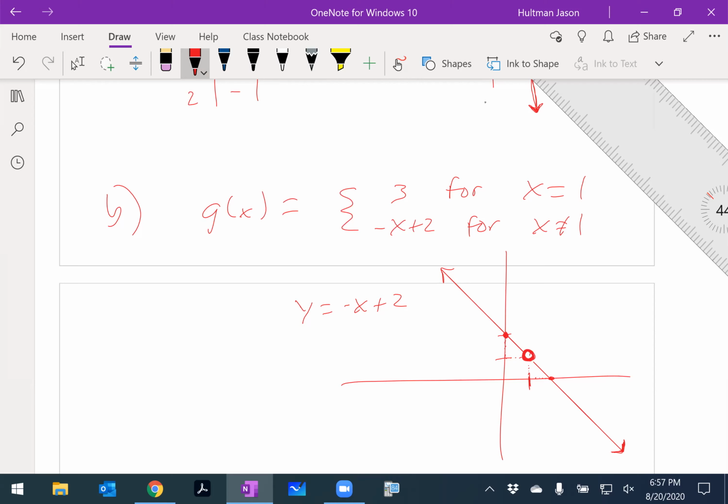So at x equal to 1, where is that discontinuity? Where does it jump to? Yes, thank you, Justin. It jumps to 3. So there is one singular bad point here at 3. That is the point 1, 3.